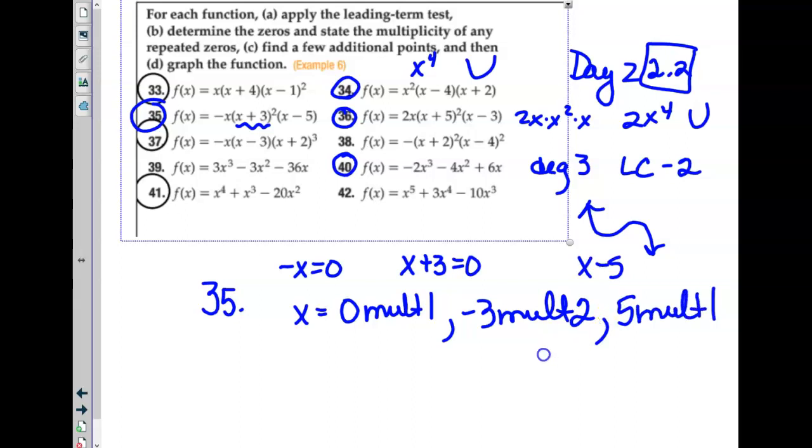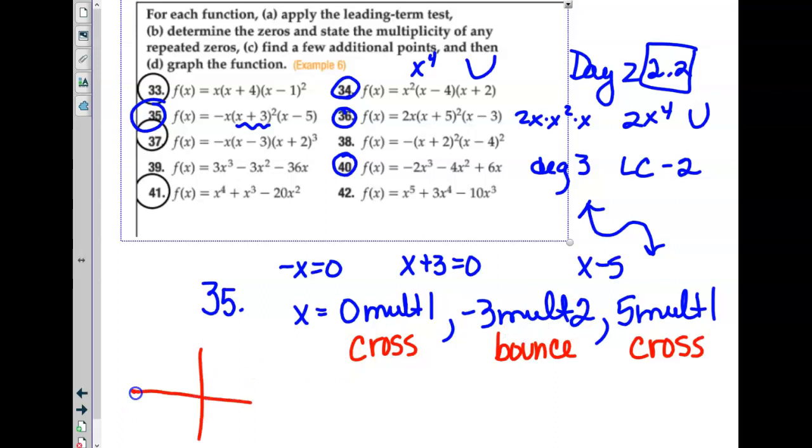What does the multiplicity tell us? It tells us whether the graph does what? A cross or a bounce. Are you guys okay with me using the word bounce? So an even multiplicity means it's going to bounce.